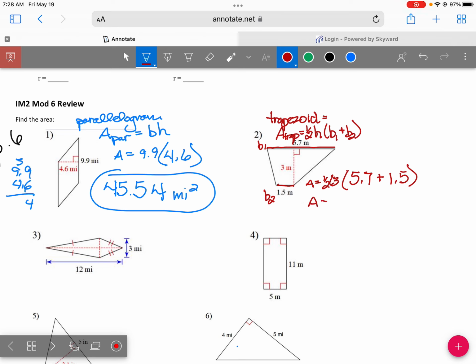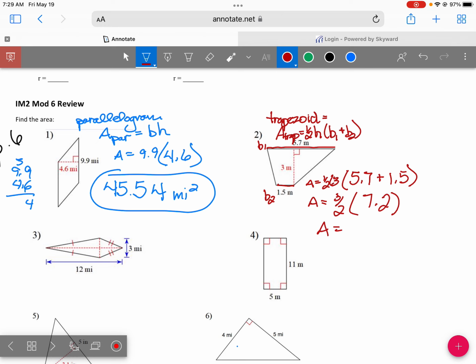So A is equal to 3 times 1/2. I'm going to say is 3/2 times, oh gosh, what does that say? 5.2. That can't be right. It's already 5.7. Must be 7.2. So if you multiply those, I don't have the final answer for that either. 3/2 times 7.2.